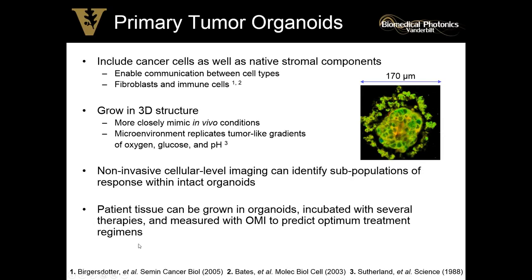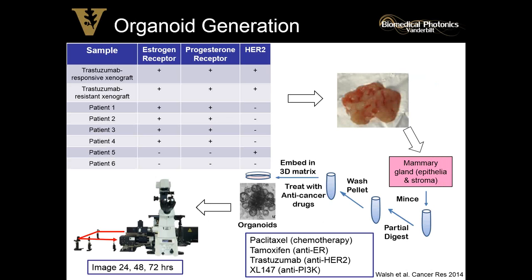So we want to use our fluorescence lifetime imaging to identify subpopulations of response within these intact organoids over time. And we actually did this in a few patients, and I will show you those results. And we're moving on actually to validating this in patients. So for these studies, we just took the same two tumor models, trastuzumab responsive and resistant xenografts. We removed the tumors and immediately digested them and minced them, and then embedded them in Matrigel so that they could grow in 3 dimensions.